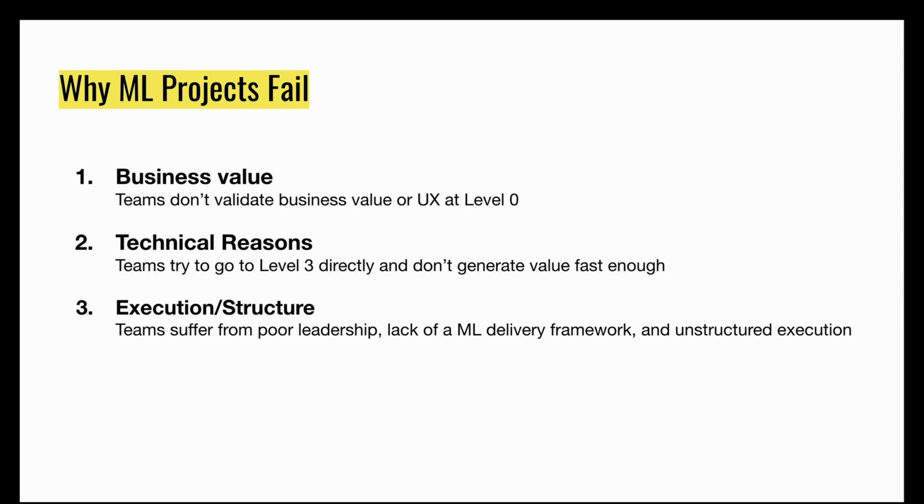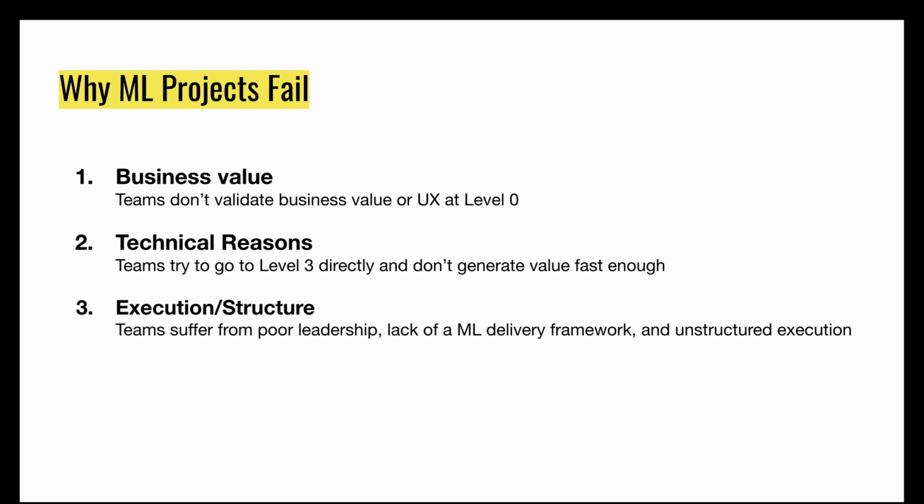The second reason for failure is technical reasons. While many technical things can go wrong on an ML project, many teams struggle to generate value fast enough by starting with level 3, taking them months to get a model to production, only to realize that they didn't get the business result they were hoping for. Teams can avoid this problem by starting at a lower maturity level.